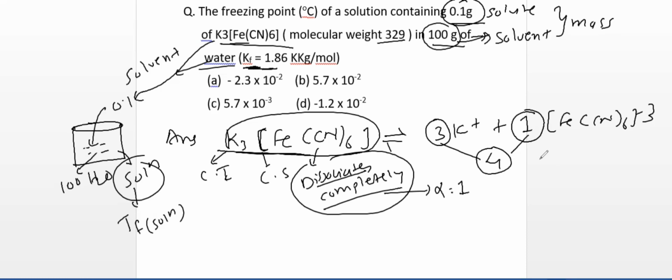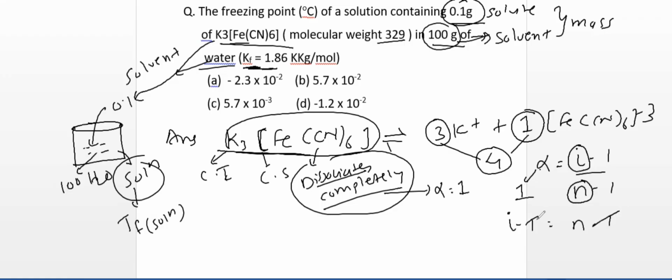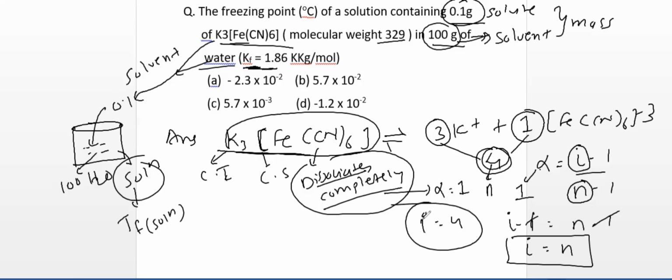When you apply the formula for dissociation in solution, you get alpha is equal to (i minus 1) upon (n minus 1), where alpha is 1 because of complete dissociation, i is your van't Hoff factor, and n is the number of particles after dissociation. Because of complete dissociation, alpha becomes 1. Therefore, i minus 1 is equal to n minus 1. When you cancel the common terms from both sides, you get i is equal to n. And here, the number of particles after dissociation is 4. So ultimately, the i value becomes 4.